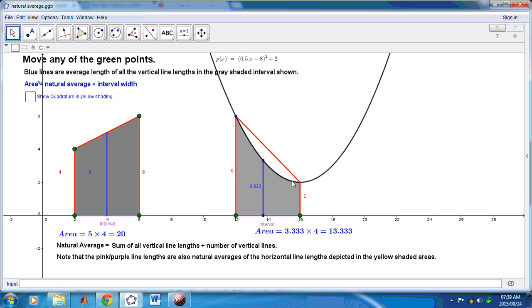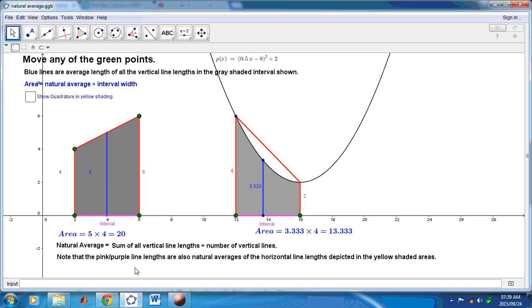area. On this particular curve here, the average value of all the vertical line lengths, which are the ordinates, is 3 1/3. And if we multiply it by the interval width, which is 16 minus 12, then we have the area, which is 13 1/3. So a natural average is the sum of all the vertical line lengths divided by the number of vertical line lengths. That just gives us the average that you see here, which is the length of the blue lines.